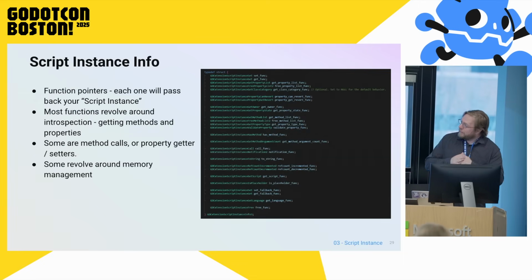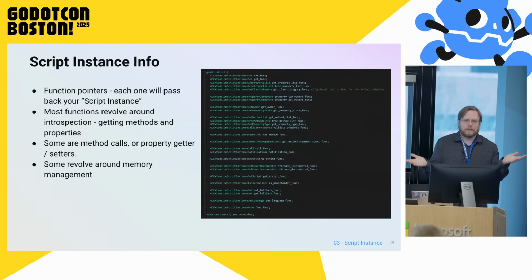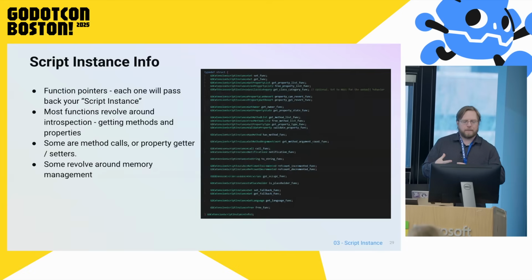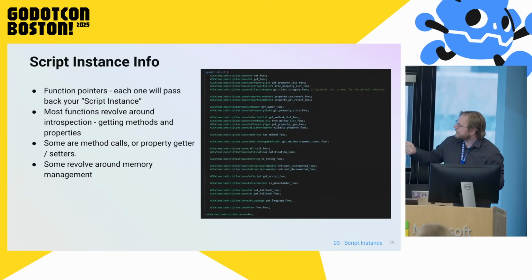Script instance info is all of this stuff. Again, there's a lot of this. But these are all function pointers. And each one is going to pass you back the script instance that you created. So every time one of these functions gets called, it's going to pass you back whatever you told it was the script instance. And most of these functions revolve around introspection, getting methods, getting properties. But some are for method calls and properties and getters and setters. But some revolve around memory management. Ref count incremented, decremented, and object freed. Yeah, free func.